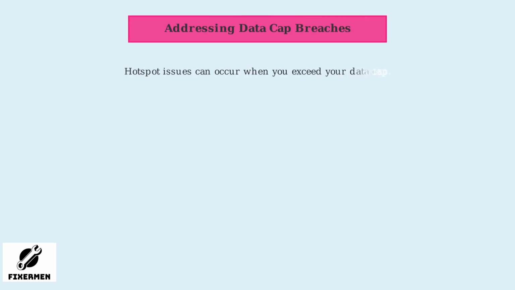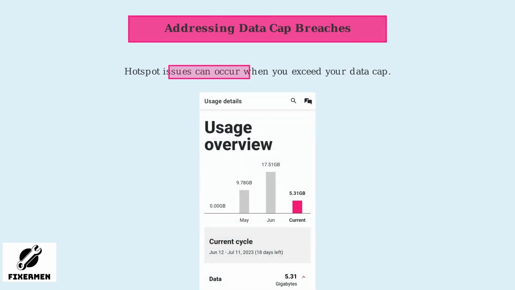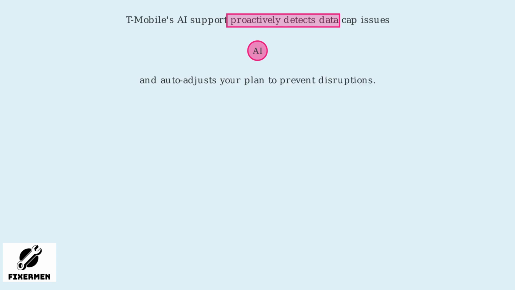Sometimes, hotspot connectivity problems stem from exceeding your monthly data cap. When you surpass your allocated data limit, T-Mobile may throttle your connection or temporarily disconnect service to manage network resources. Fortunately, T-Mobile has implemented AI-powered support that can proactively monitor your data usage patterns. When the system detects you're approaching or have exceeded your data cap, it can automatically adjust your plan settings or alert you to upgrade options before any service interruption occurs.